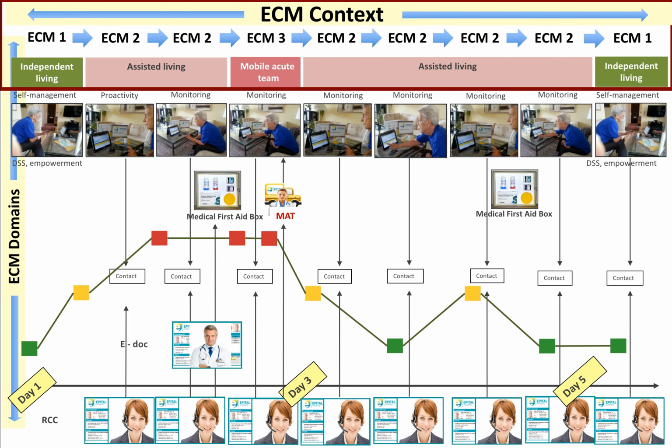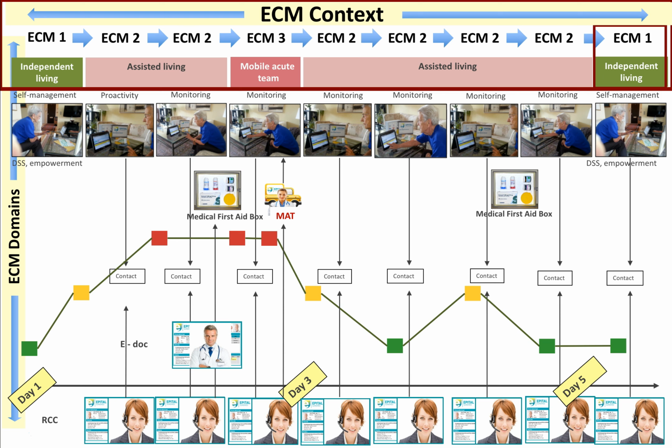The overall context is set here at the top from the different filters of the ECM funnel. The context fluctuates between ECM1, independent living, and ECM2, assisted living, and with peak in ECM3 when the MAT nurse examines Eve in cooperation with the e-doctor and then retires from the process again, and subsequently the ECM context goes back to ECM2 for finally ending in Eve's habitual condition in the ECM1.